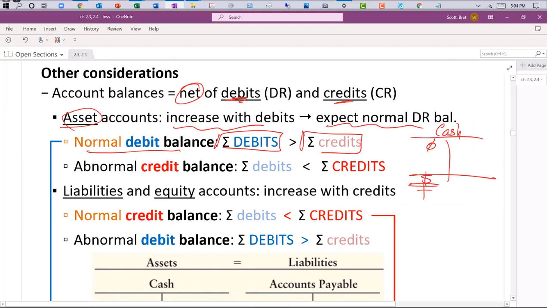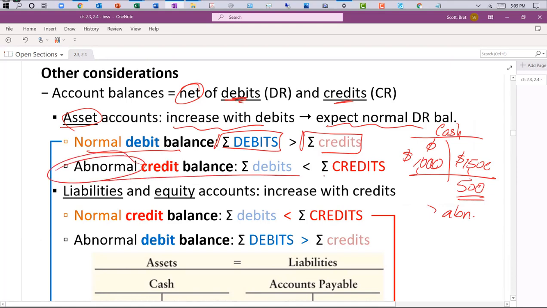If though, for whatever reason, let's just say we collected $1,000 in cash, but we see that we paid out, say $1,500 in cash, we would see in this case the credits being more than the debits, we would have an abnormal balance in that account. The reason why we call it abnormal is because we don't expect to see a negative balance in these accounts. They're either positive balances or they are 0. So in this case, I'd be suspicious as to why we have an abnormal balance. Maybe we wrote a bad check.